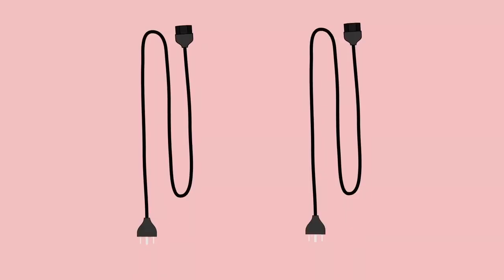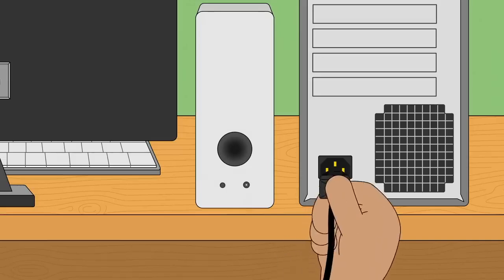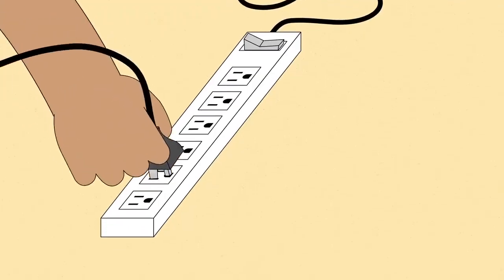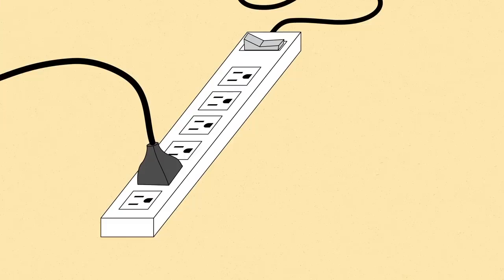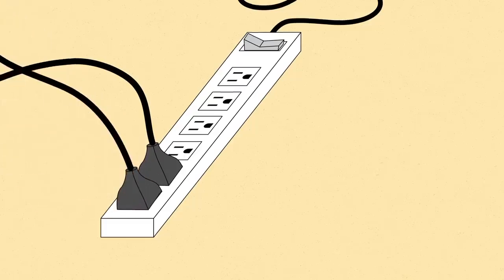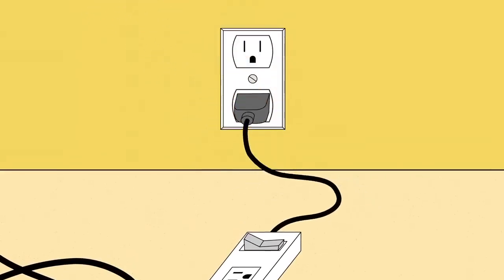You should have two cables. One goes with your monitor, and the other plugs into the back of your computer case. Now plug both cables into a power outlet. We recommend using a surge protector to keep your equipment safe in the event of a power surge.